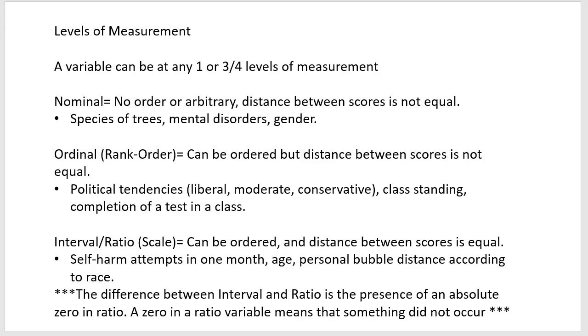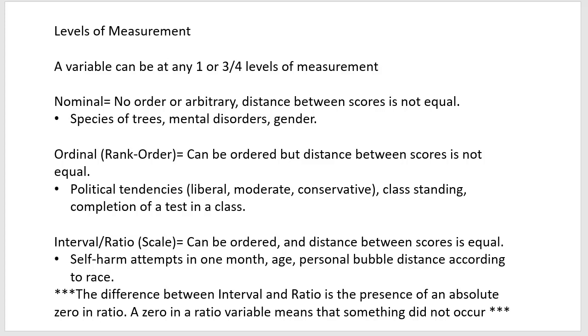So just a note is that the difference between an interval and a ratio variable is the presence of an absolute 0 in ratio, meaning that if something does not happen, it's a 0. Like time. Time is a ratio. You can't have negative time. But for an interval variable, you could, for example, temperature. For the Fahrenheit scale, 0 means that it's 0 degrees on the scale. It doesn't mean that there's a lack of temperature. So you can kind of see that come into play with Celsius too, where 0 means freezing in Celsius.